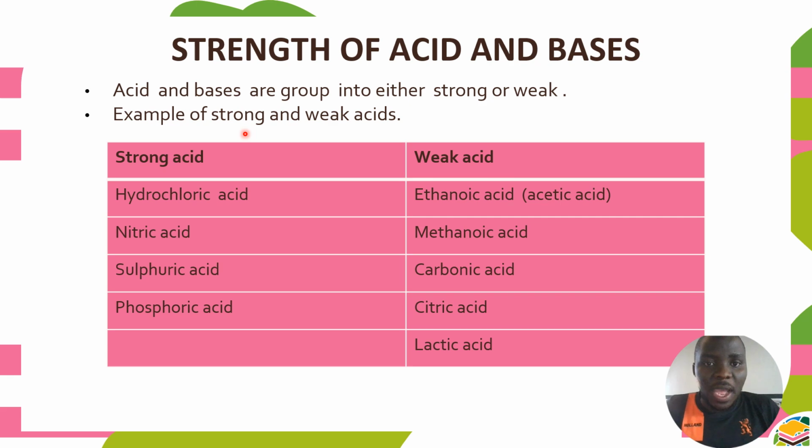Examples of strong and weak acids. Here in a table, we have examples of strong acids and weak acids. On the strong side, we have hydrochloric acid, nitric acid, sulfuric acid, and phosphoric acid. These are strong acids. In weak acids, we have ethanoic acid, which is also known as acetic acid, methanoic acid, carbonic acid, citric acid, as well as lactic acid. These are examples of weak acids.